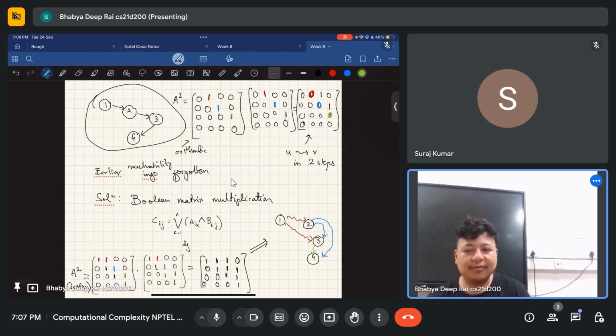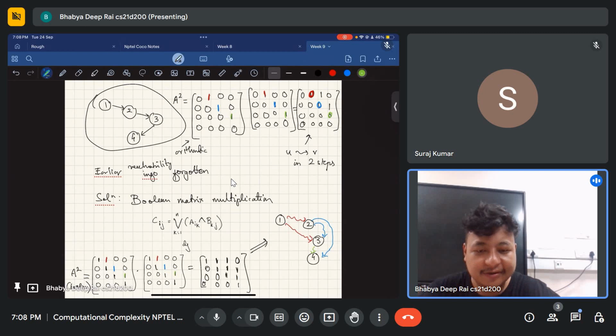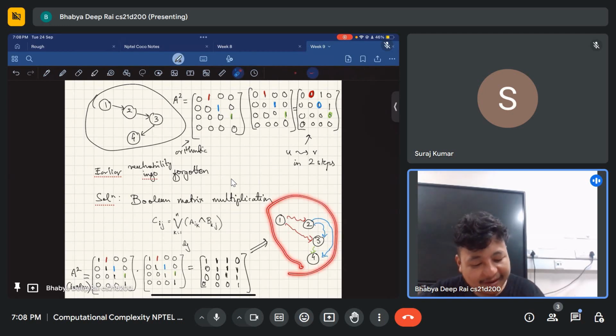Now we are also preserving the fact that we can move in 2 steps to a certain vertex, as well as preserving that we could move to a particular vertex with just 1 step also. So you can see that the information is remembered, right? Suraj, can you see that? Yes, sir. So now the information is preserved.